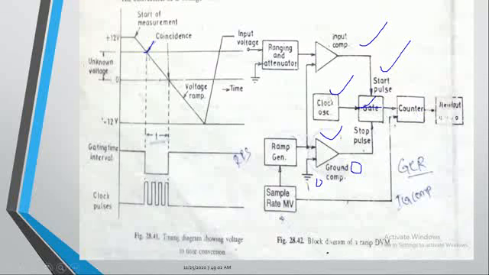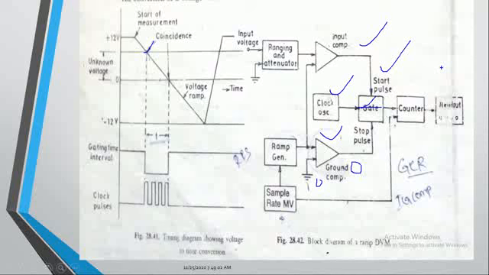The pulses won't be fed as input to the counter. So within the start and stop period, the number of pulses fed as input to the counter is the voltage of the input signal. Okay, so this is the explanation of the digital voltmeter.